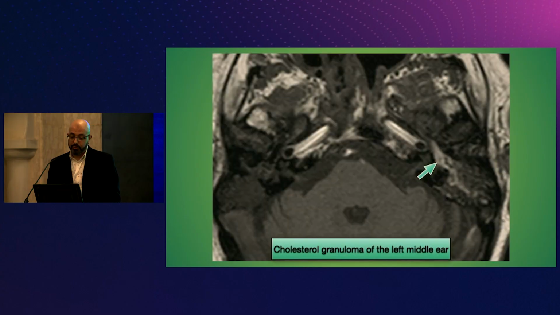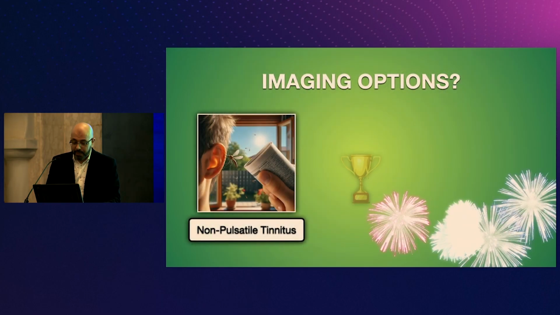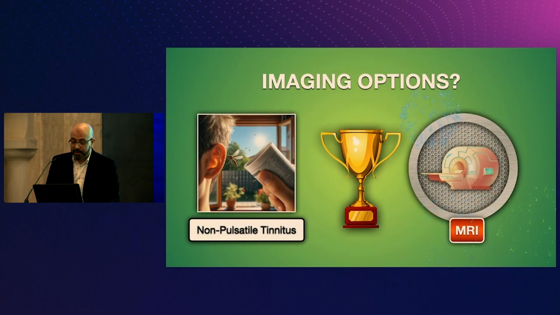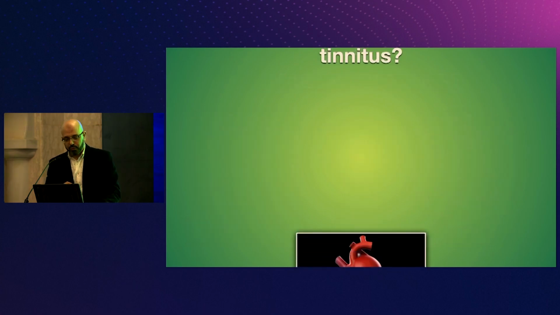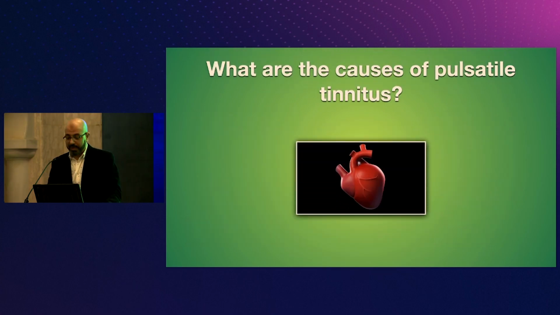MRI, this is the T1 pre-contrast. What does it tell us here? This is blood, which tells you that this is a case of cholesteatoma. So, in summary, for non-pulsatile tinnitus, MRI definitely wins the race. Let's now move on to the next topic, which is pulsatile tinnitus.